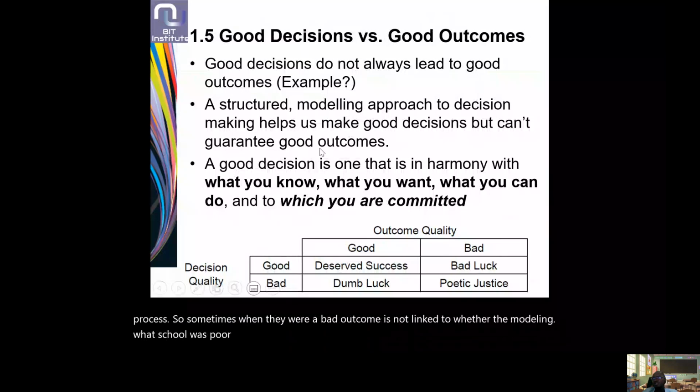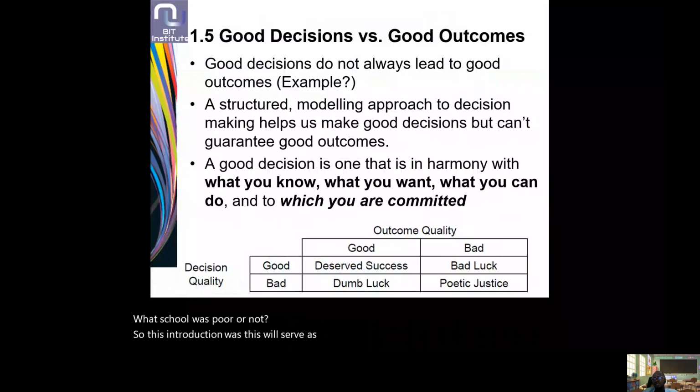So this serves as the introduction to the course, introducing the different aspects, understanding what modeling is, what computer models are, and the different categories of models that we are going to come across starting the next lecture.